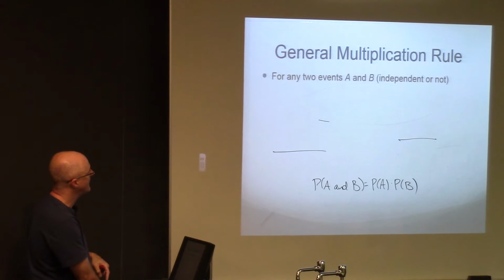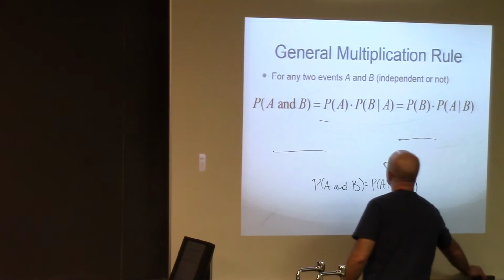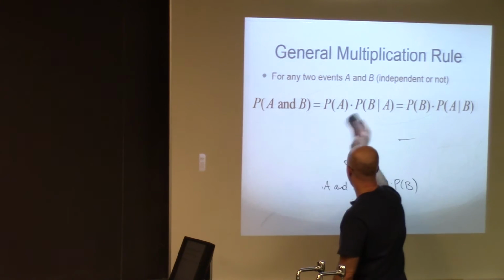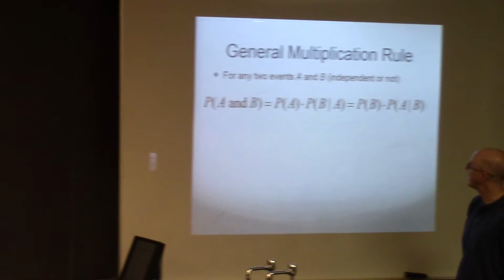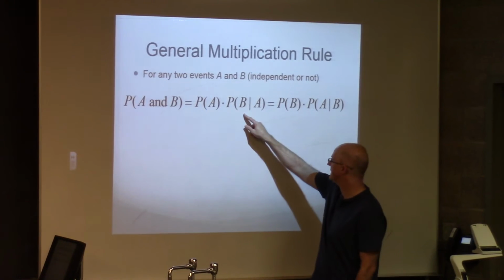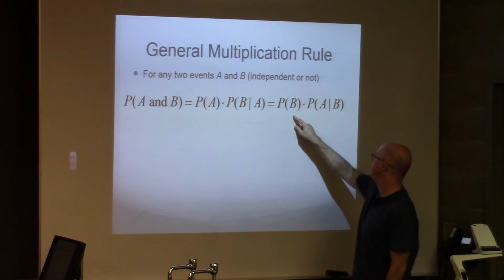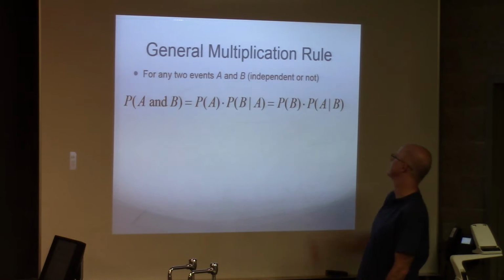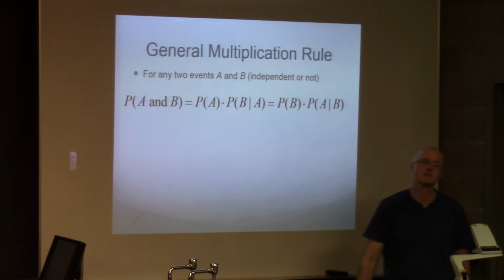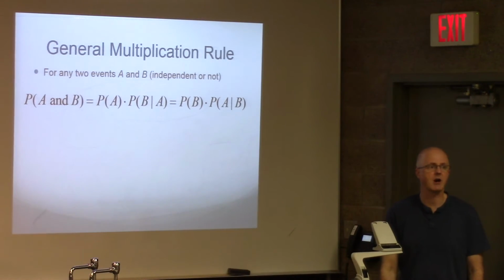For the general multiplication rule, whether A and B are independent or not, you can write these two effects. The probability of A and B occurring is the probability that A occurs times the conditional probability of B occurring if you know A has occurred, or the probability of B occurring times the conditional probability of A occurring if you know that B has occurred. You can think of it either way. It works either way. Nice example to think about with this one is cards.